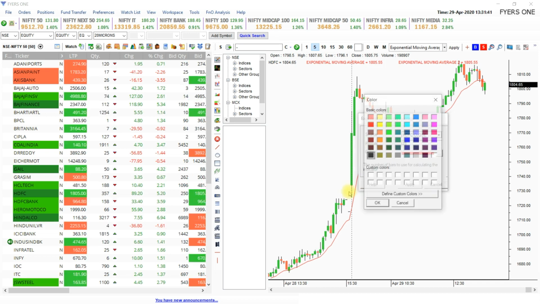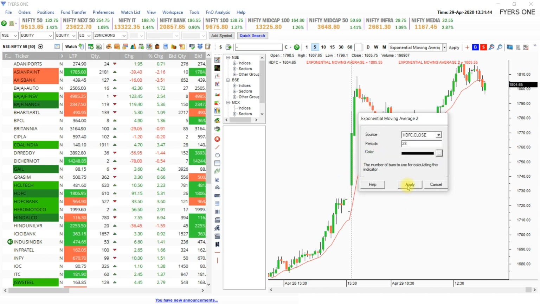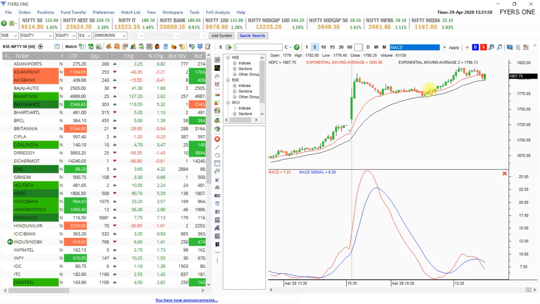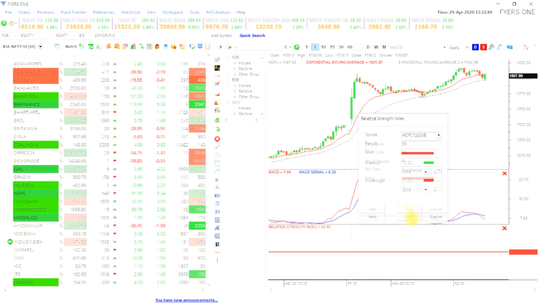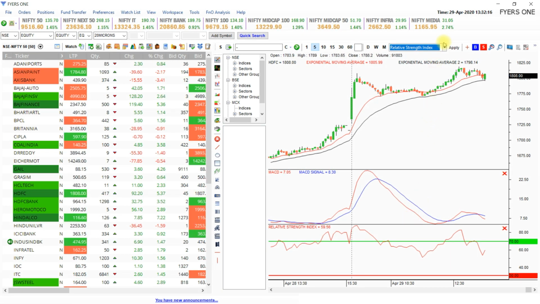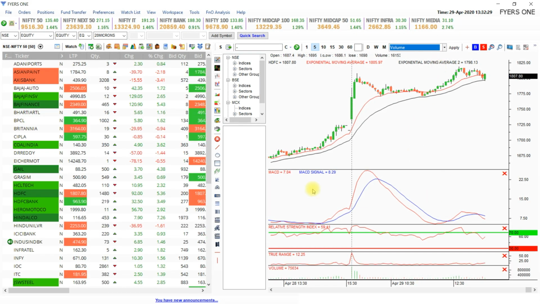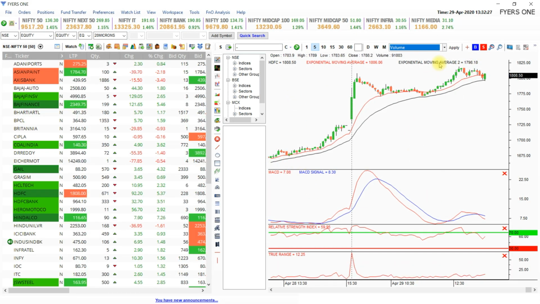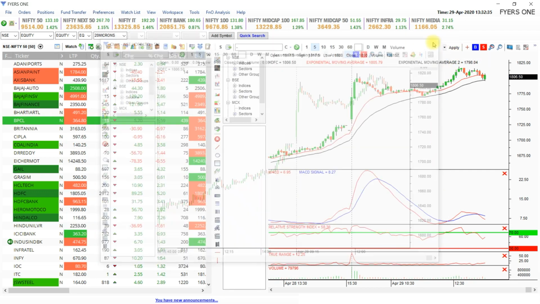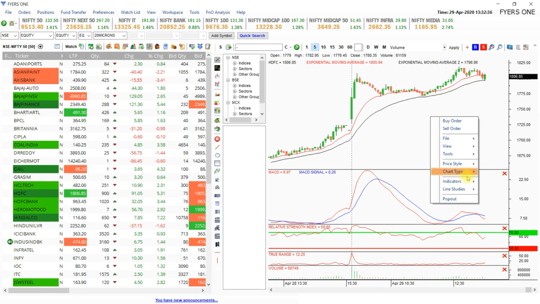And change its color. Now, let us open MACD indicator and also RSI. Let us add true range and finally we will also add volume. Like this, you can add as many indicators as you like. You can also save these indicators combination.